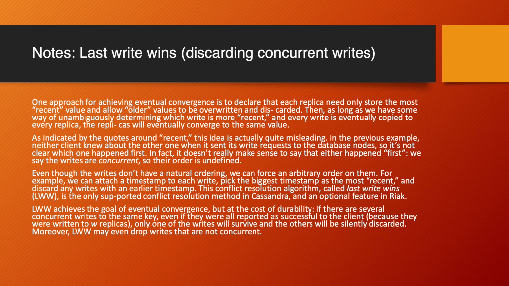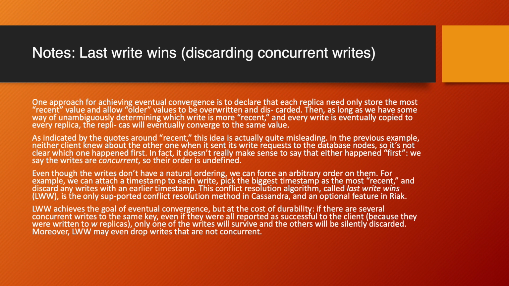Now, let's talk about last writer wins, or discarding concurrent writes. One approach for achieving eventual convergence is to declare that each replica need only store the most recent value and allow older values to be overwritten or discarded. Then, as long as we have some way of unambiguously determining which write is more recent and every write is eventually copied to every replica, the replicas will eventually converge to the same value.